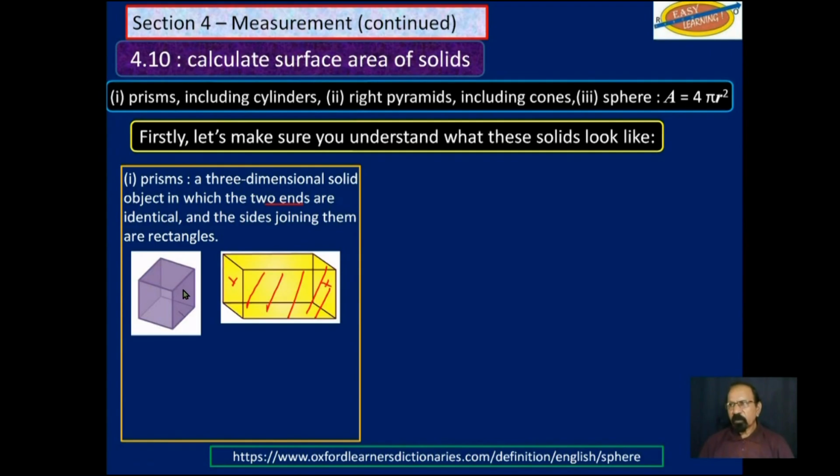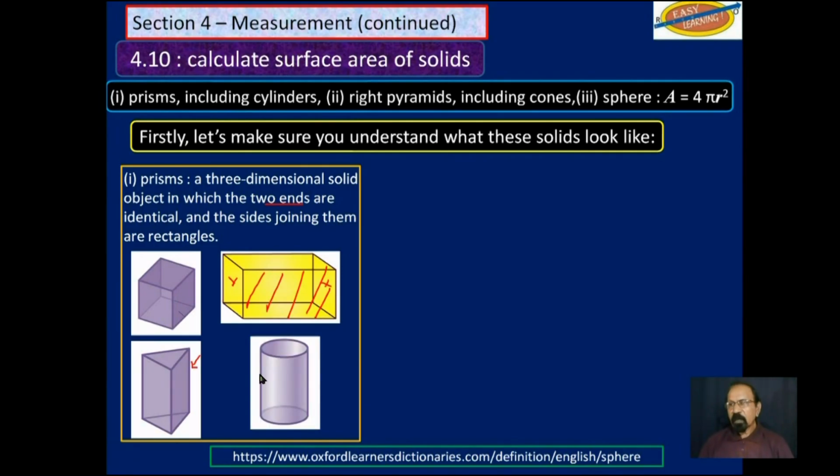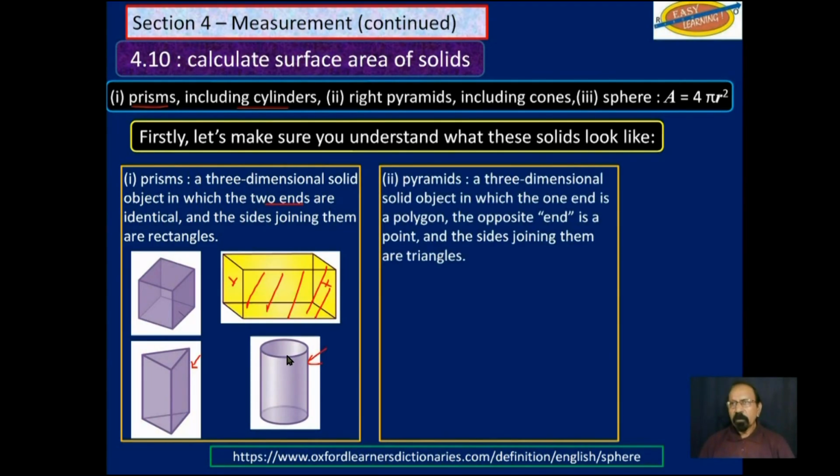Here is another 3-dimensional solid object, which is a prism. In this case, it is a cube. This is a triangular prism, and this one is a cylinder, which technically is considered a prism. Pyramids, on the other hand, are also three-dimensional solid objects with one end as a polygon, and the opposite end, so to speak, is a point, and the sides joining them are triangles.